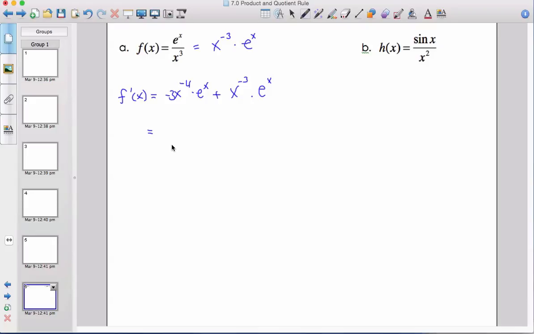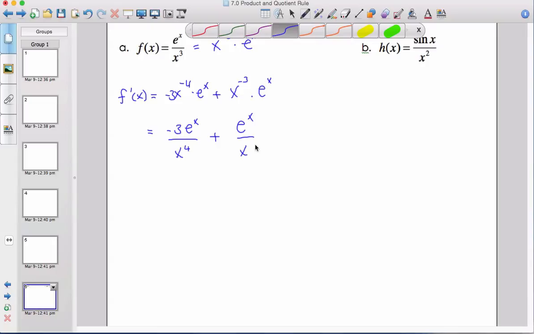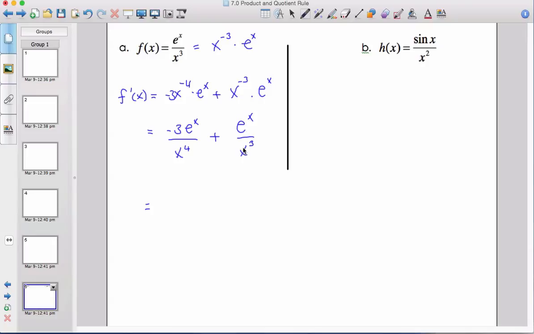Okay, then you get negative 3e to the x over x to the 4th plus e to the x over x to the 3rd, sorry. There. You can combine it and simplify more, but if your goal at the end is to find the slope of the tangent line when the x value is a certain number, then it really wouldn't matter. But let's go ahead and simplify.